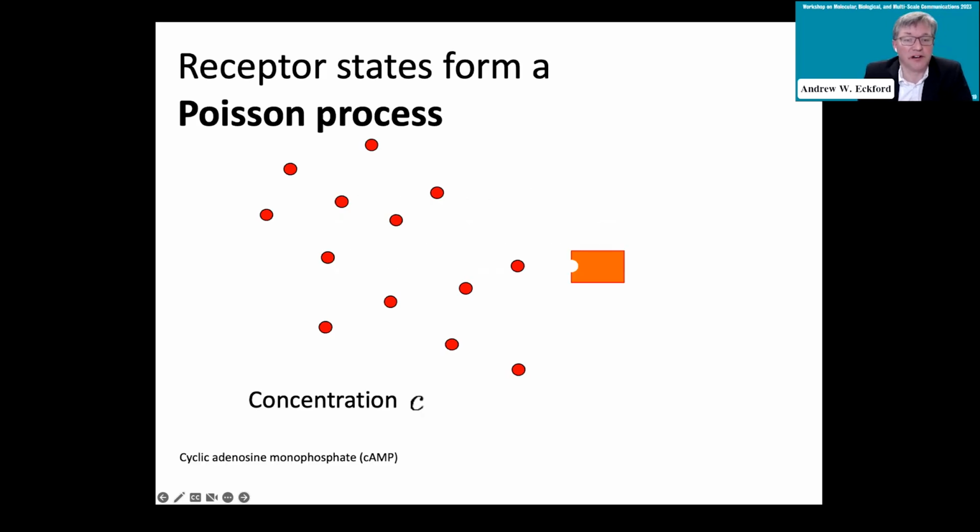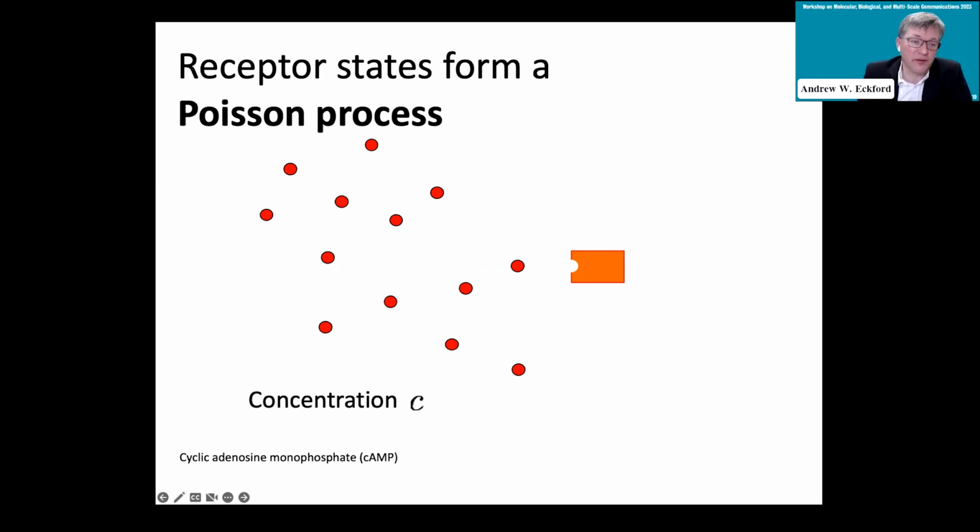So a continuous time Markov process can also be called a Poisson process, and receptor states in continuous time form a Poisson process. So as an example here, let's suppose we have a concentration C of ligands in the environment, and there on the right, we have our orange receptor. So what's going to happen?